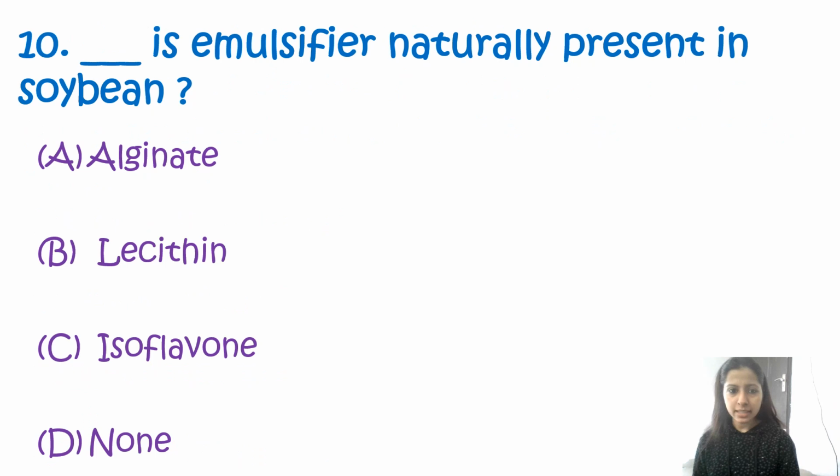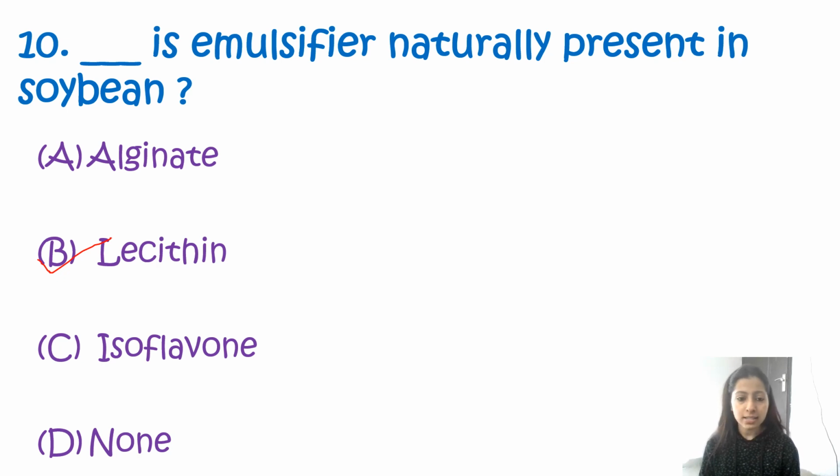Question number 10. Dash is the emulsifier naturally present in soybean. Option A, alginate. Option B, lecithin. Option C, isoflavone. Option D, none. So lecithins are the natural emulsifiers which are present in soybean. So my correct option will be option number B.